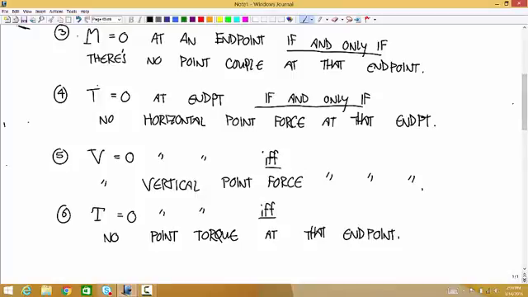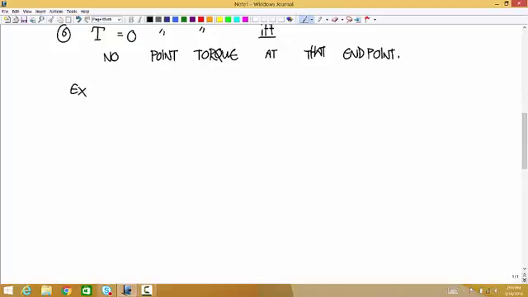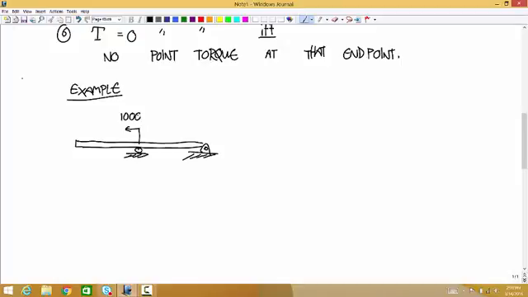Okay, so let's go through an example, and after we get the answer, we'll do these 6 checks. Okay, so let's say we have a beam connected to the ground at a pin on the right end and supported by a roller at its midpoint. And let's say that there is a horizontal point force of 1,000 newtons at the midpoint. And then let's say there's these 2 sort of lever arms.